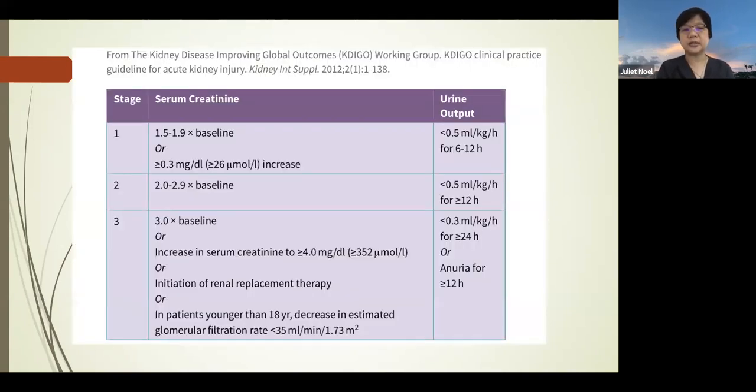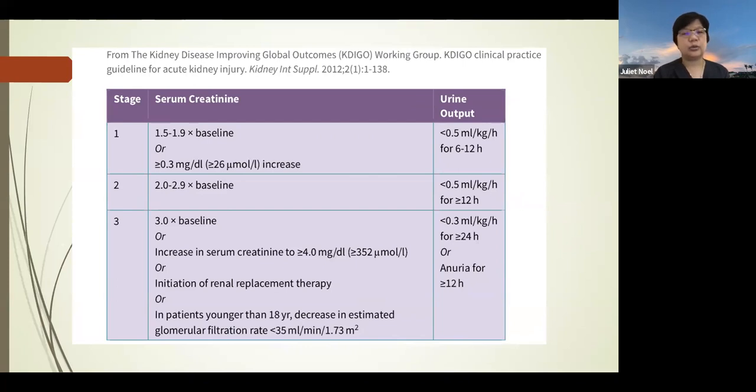So this is the staging, stage 1, 2, and 3. For stage 1, the serum creatinine is 1.5 to 1.9 times the baseline, or more than 0.3 milligram per dL increase, with less than 0.5 ml per kilo per hour for 6 to 12 hours. Whereas stage 2 is 2 to 2.9 times the baseline, with less than 0.5 ml per kilo of urine per hour for more than 12 hours.